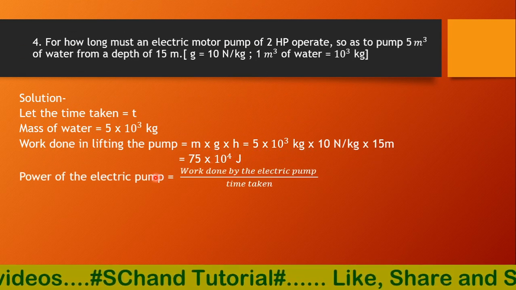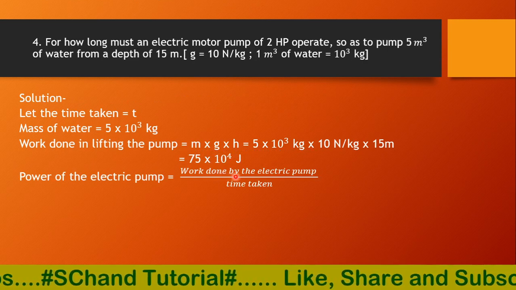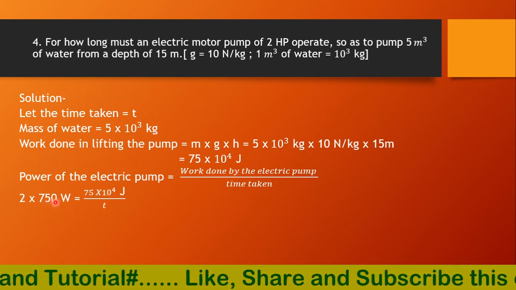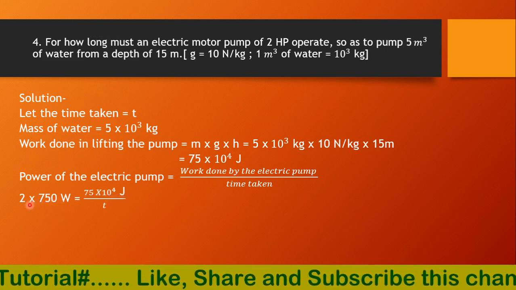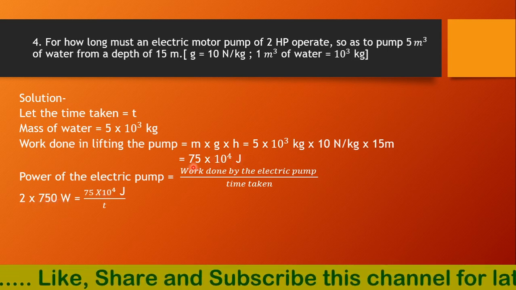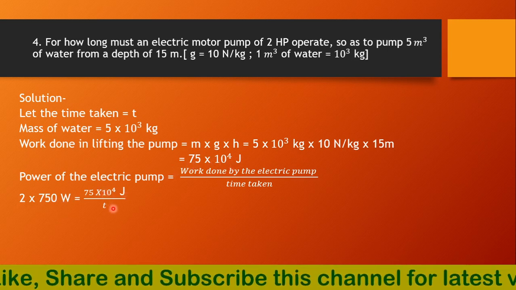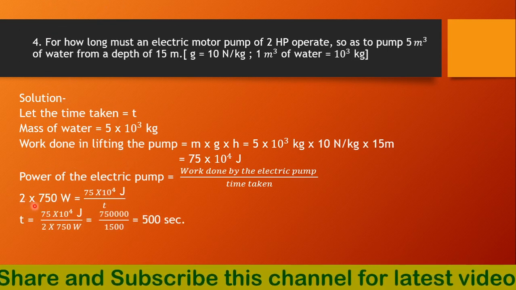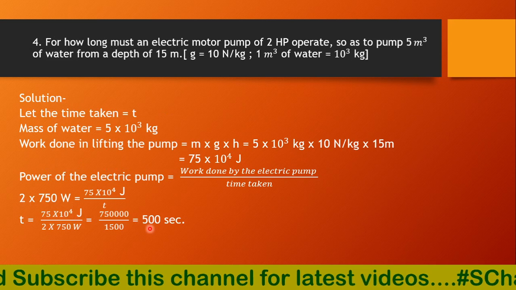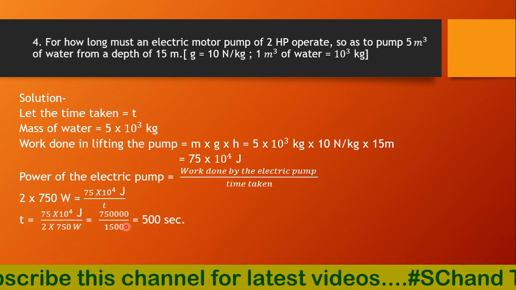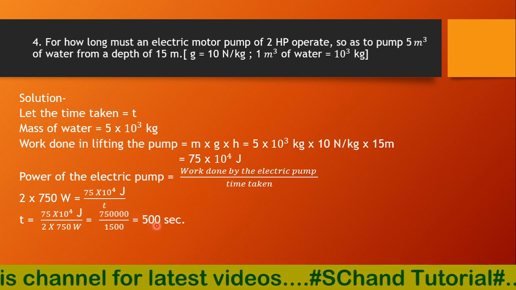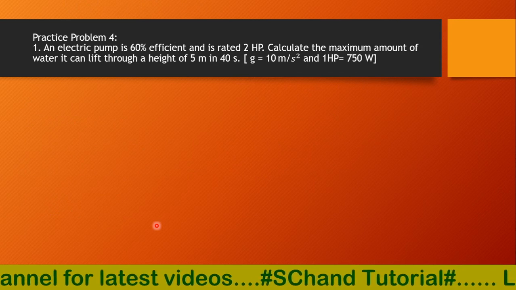Then power of an electric pump is given as work done by the electric pump over time taken, that is equal to T. We have to calculate T here. Just put in the values of power of electric pump, that is 2 horsepower. So 2 horsepower means 2 into 750 watt. And work done by the electric pump we have calculated, 75 into 10 power 4 joule. So T will come out to be, by cross multiplying, 75 into 10 power 4 over 2 into 750 watt. 2 zeros cancel, 15 5s are 75. So that will come out to be 500 seconds.